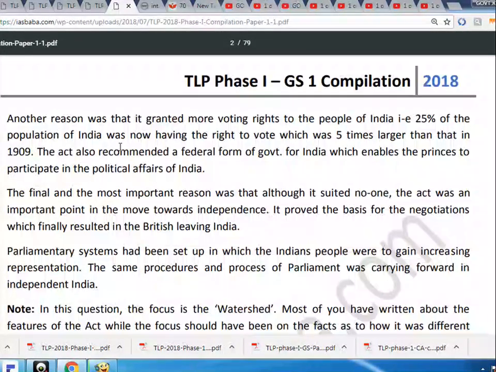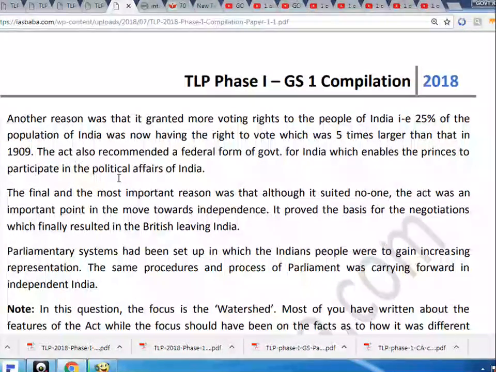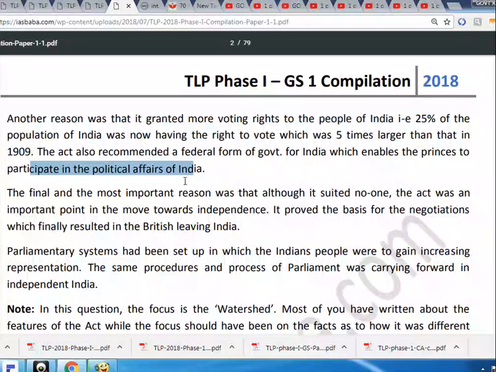Another reason was that it granted more voting rights to the people of India, i.e. 25% of the population of India now had the right to vote, which was 5 times larger than that in 1909. The Act also recommended the federal form of government for India, which enabled the princes to participate in the political affairs of India.